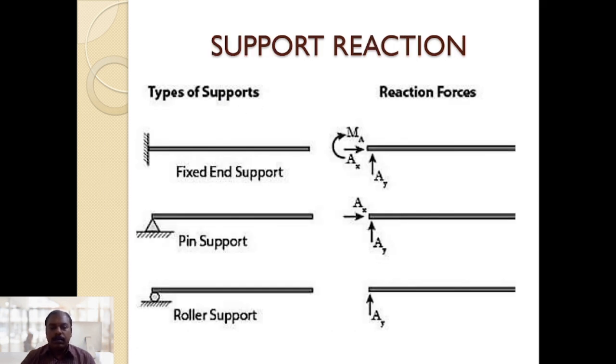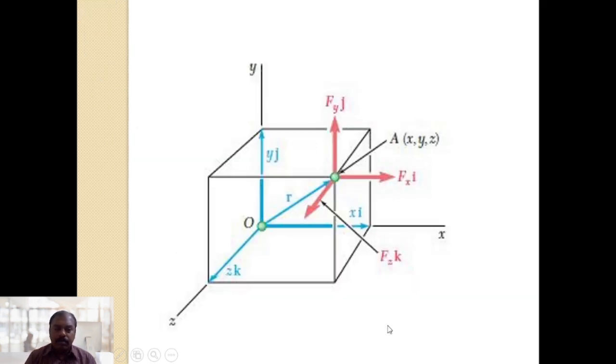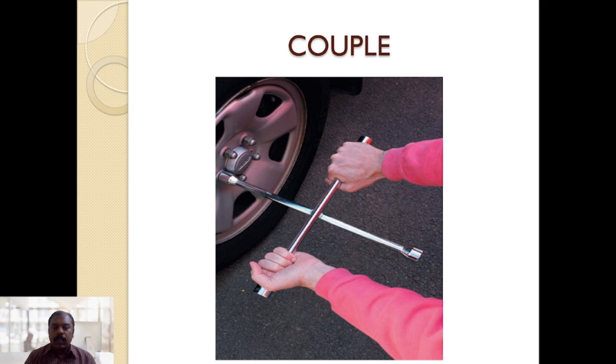And these are some of the support reactions. One is the fixed end support, where three reactions will be acting: horizontal, vertical and a moment. In a pin support, two reactions will be acting, horizontal and vertical. In a roller support, only one reaction will be acting, that is vertical. And this is couple. If two forces act at a distance in the opposite direction, then it will form a couple.